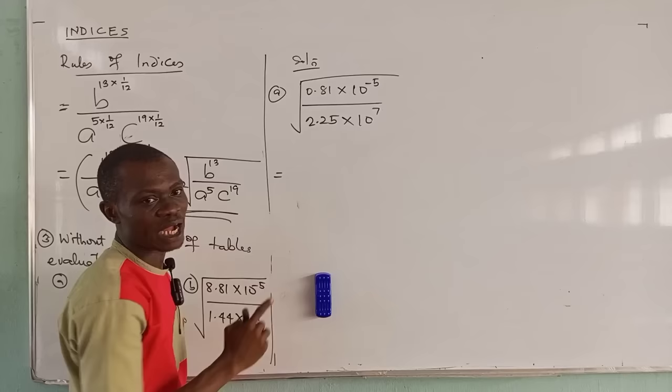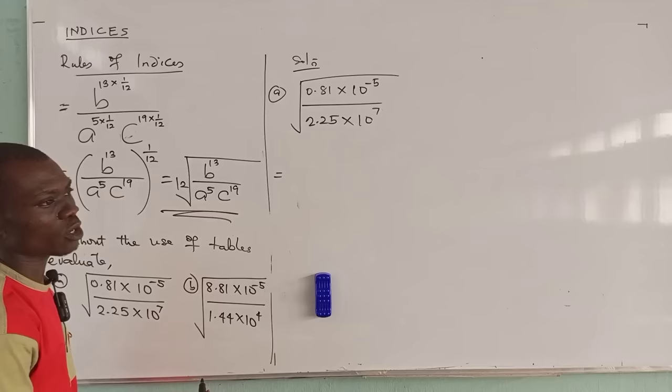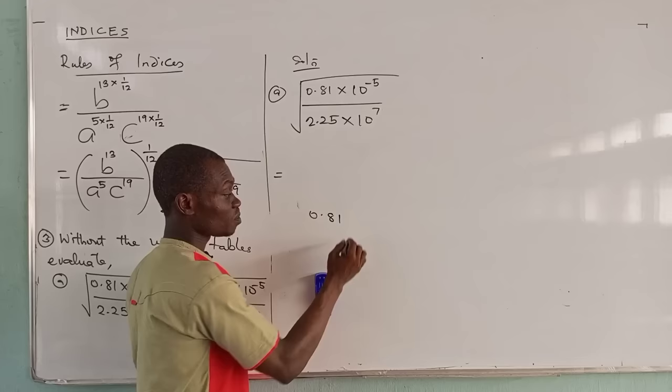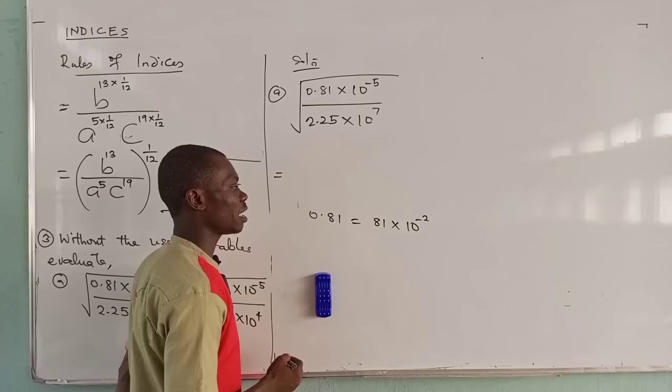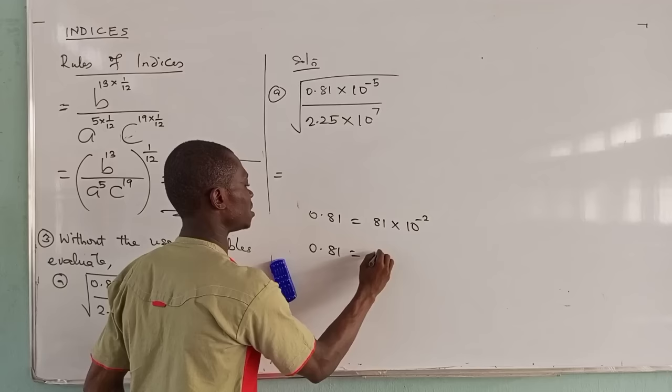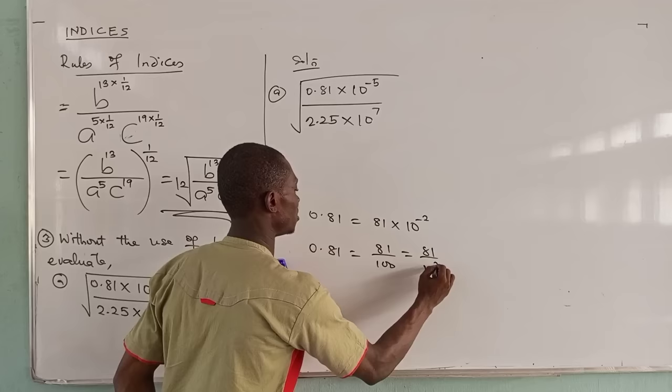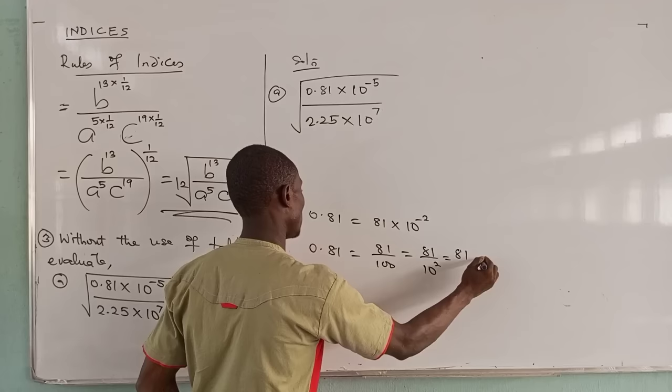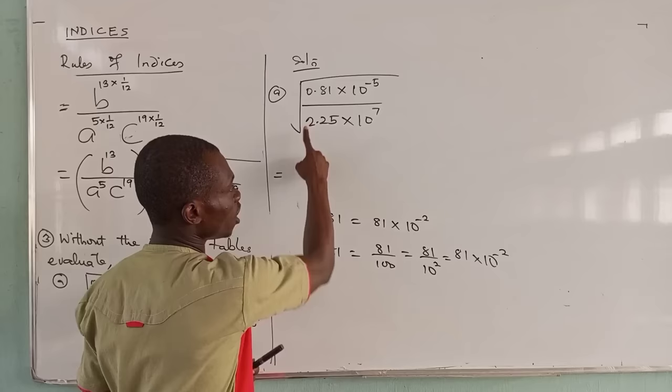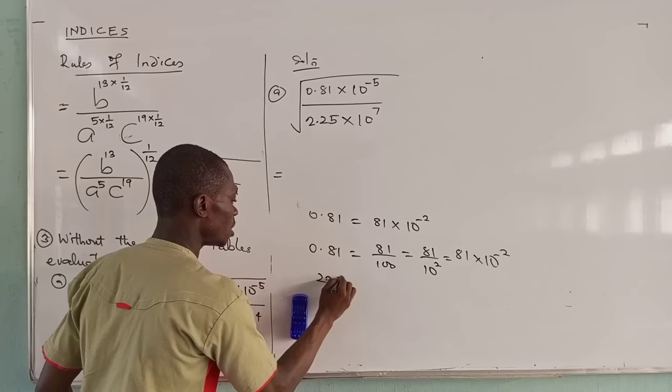If you go back to a topic we call standard form, you will see that 0.81 is actually the same thing as 81 times 10 raised to the power minus 2. And how is that gotten? We know that 0.81 is the same thing as 81 all over 100. And we know that 100 is 10 raised to the power 2. And by law of indices, if I bring that up, I will have 81 times 10 raised to the power what? Minus 2. Okay, and if you do the same for the denominator, you also get that 2.25 is the same as 225 times 10 also raised to the power of minus 2.